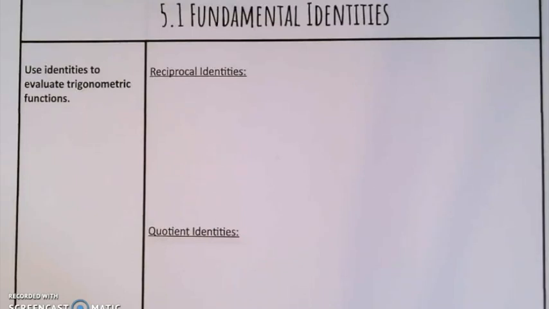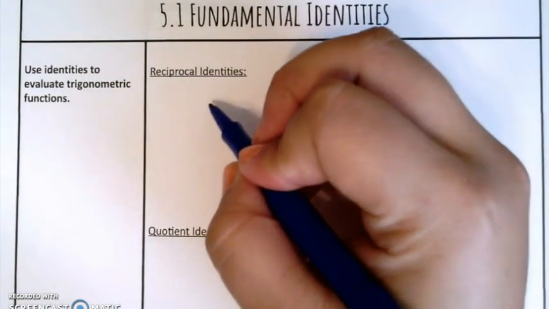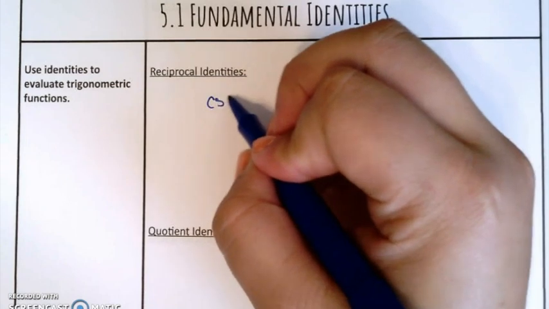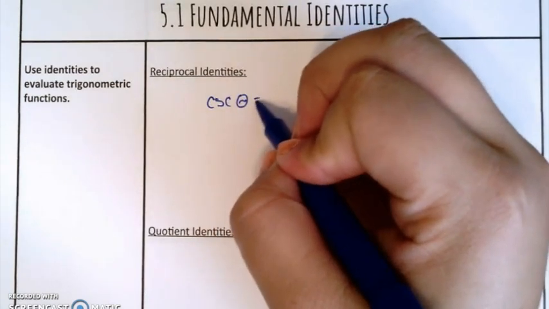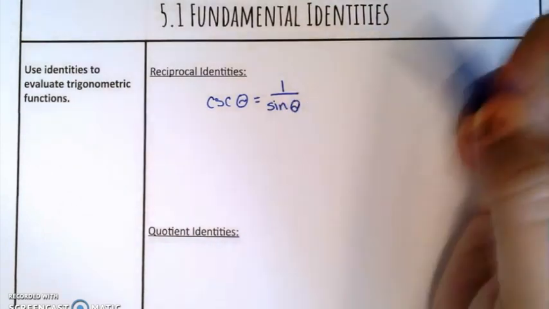All right, section 5.1, Fundamental Identities, starting on page 115 of your notes packets. The first identities that I'm going to define are called the reciprocal identities, and you should be a little bit familiar with these. We'll start with cosecant of theta, which is 1 divided by sine of theta.